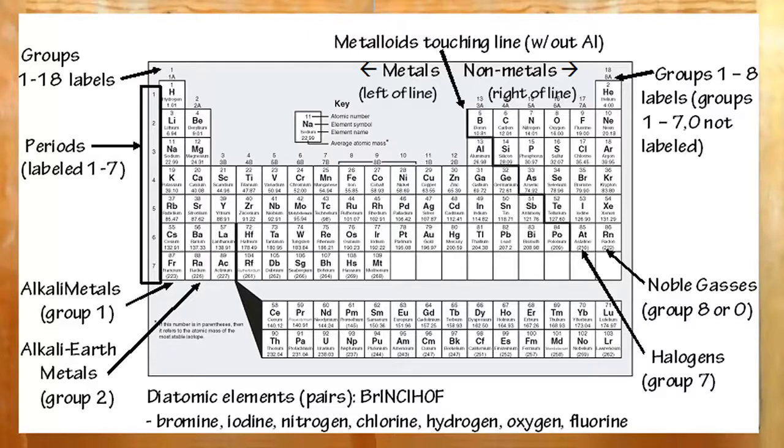The groups you need to remember: noble gases, group 8 or 0, non-reactive; halogens, group 7, highly reactive; alkali metals, group 1, just as reactive as the halogens; and last, alkaline-earth metals, not quite as reactive as alkali metals, but still highly so. And also, remember diatomic elements. Brinkelhoff, or draw 7 and add in hydrogen.